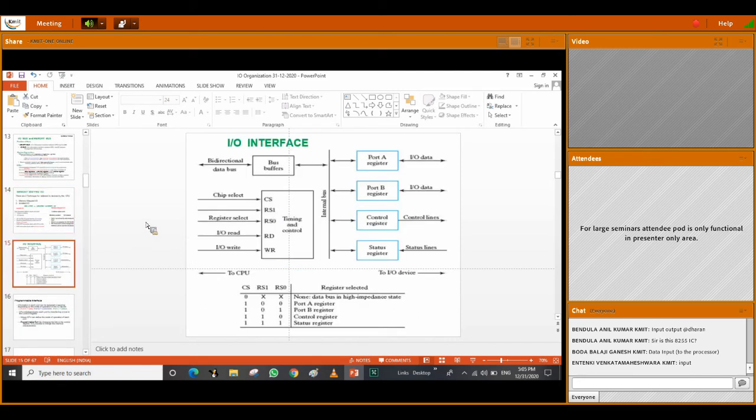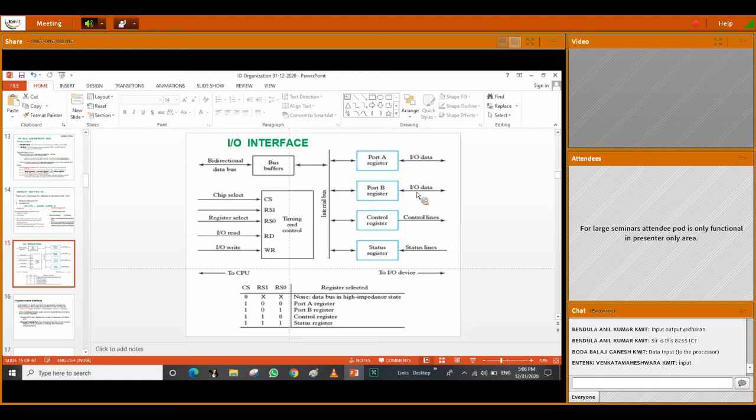And coming to the IO interface, we can take one example. Here there is port A register and port B register. The port A register is connected to the peripheral devices. From the peripheral, IO data is placed in the port A register.